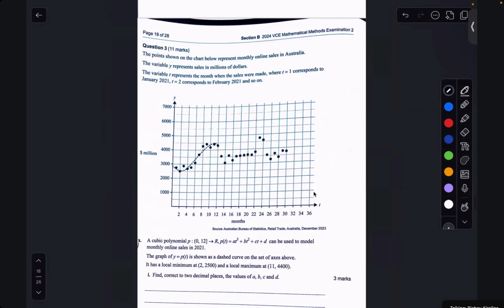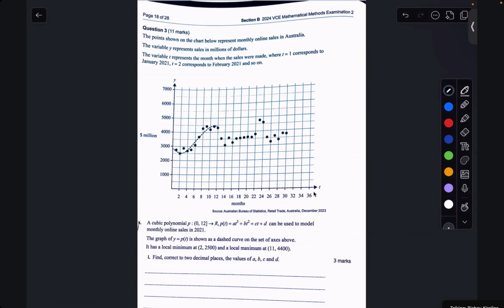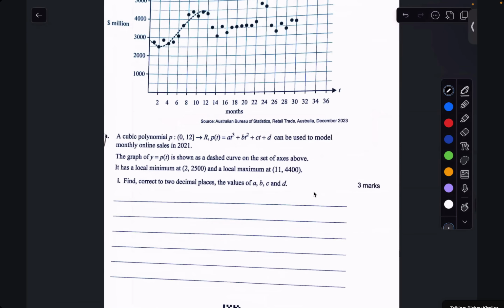Alright. Next question. The points shown on the chart below represent monthly online sales in Australia. The variable Y represents sales in millions of dollars. The variable T represents the month when the sales were made, where T is 1 corresponds to January 2021, T is 2 corresponds to February 2021, and so on. A cubic polynomial P can be used to model the monthly online sales. The graph of y is equal to P of T is shown as a dashed curve on the set of axes below. It has a local minimum at 2,500 and a local maximum at 11,4400. Find the values of A, B, C, and D.